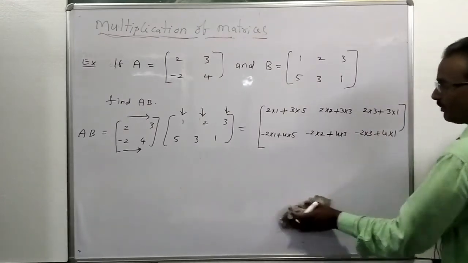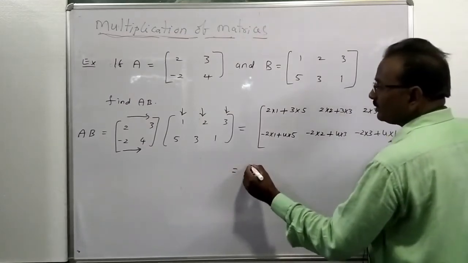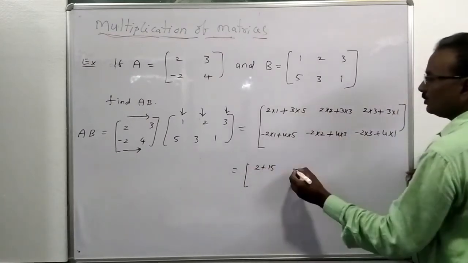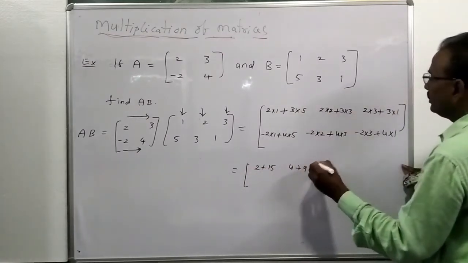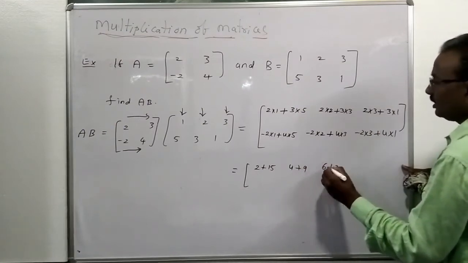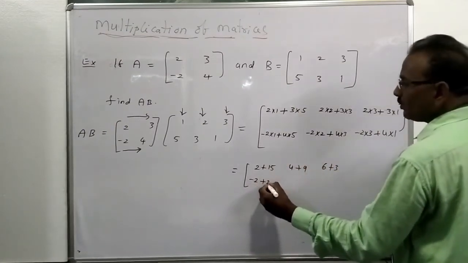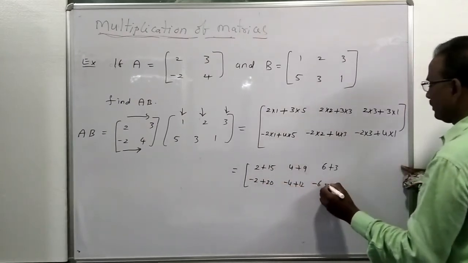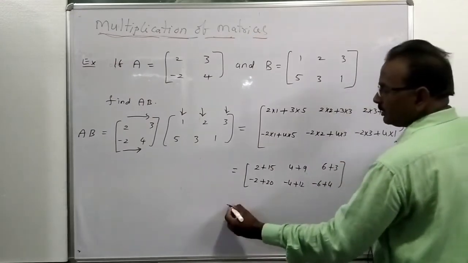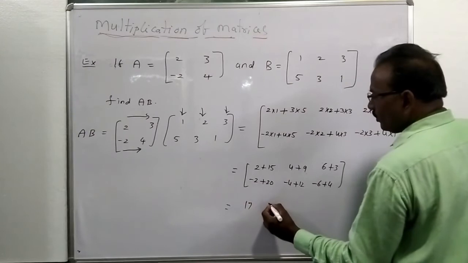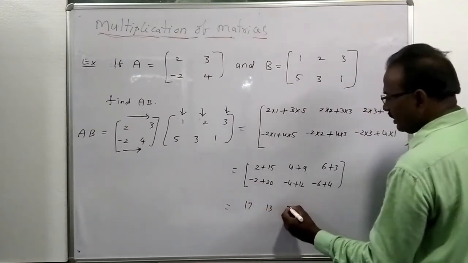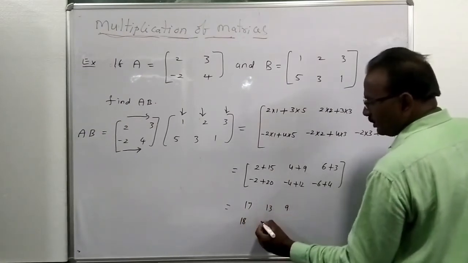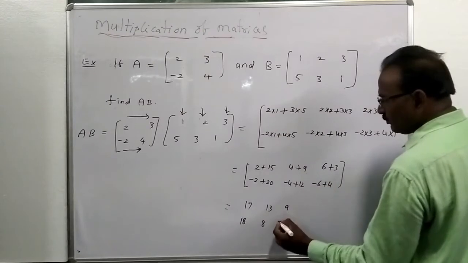So therefore, let us simplify the product of the two matrices. That is 2 1s are 2 plus 3 5s are 15. Next, 2 2s are 4 plus 9. 2 3s are 6 plus 3. So minus 2 plus 20, minus 4 plus 12, minus 6 plus 4. So that is 15 plus 2, 17. 4 plus 9, 13. 6 plus 3, 9. Minus 2 plus 20, 18. So minus 4 plus 12, 8. Minus 6 plus 4 is minus 2.